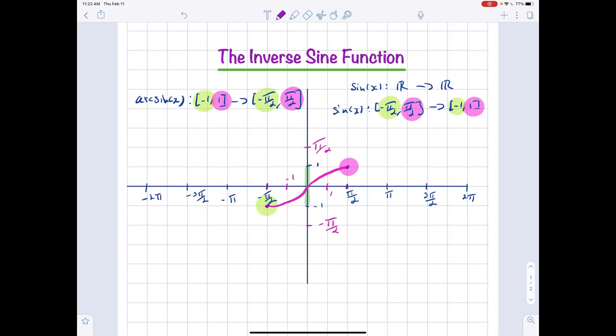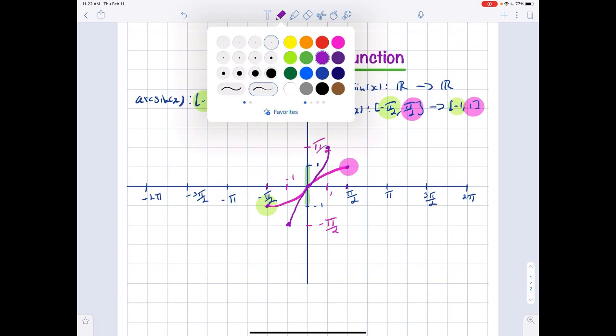So arcsine is going to be in purple, and we know that it maps 1 to pi over 2, so this is going to be on the graph, and it maps negative 1 to negative pi over 2, so that's going to be on the graph. And because sine maps 0 to 0, arcsine is going to map 0 to 0, and then we get it looking like this. And this is supposed to be what it will look like.